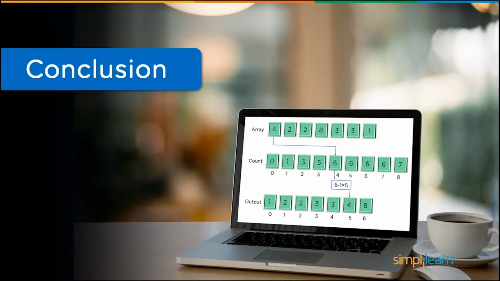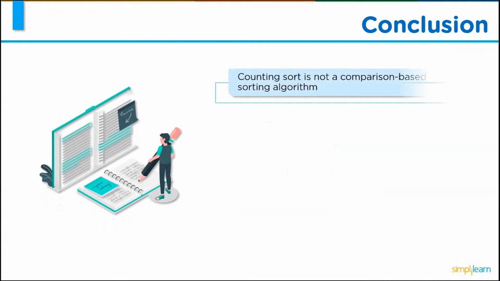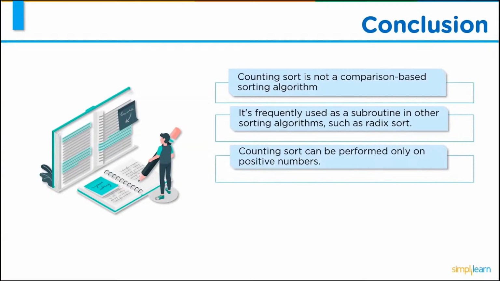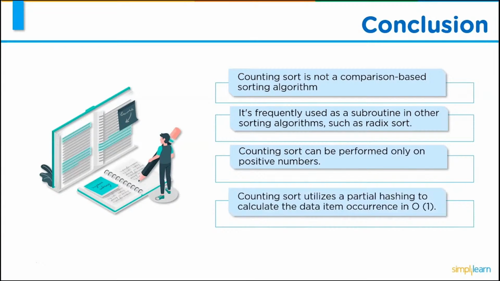At last, let's sum up what we have learned from this session. First up, counting sort is not a comparison-based sorting algorithm. Next up, it is frequently used as a subroutine in other sorting algorithms such as radix sort. Next up, counting sort can be performed only on positive integers. Finally, counting sort utilizes a partial hashing to calculate the data item occurrence in big O of 1.